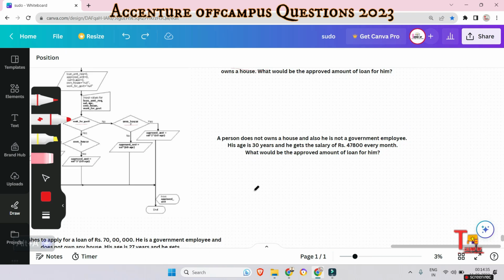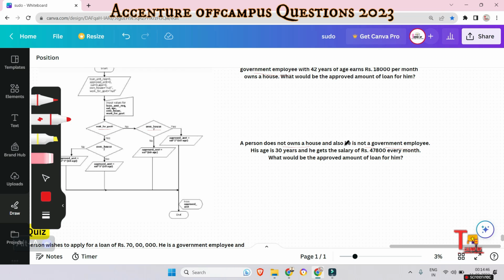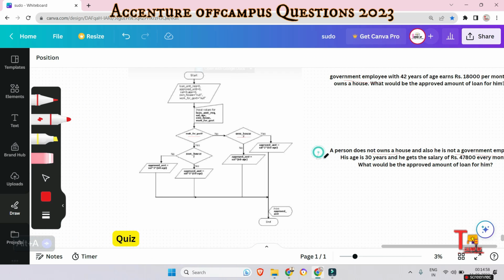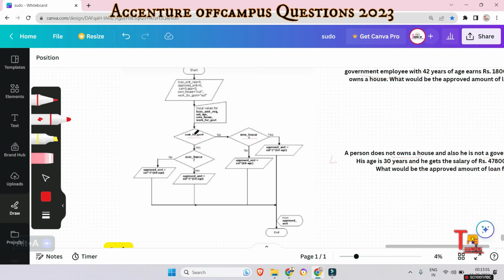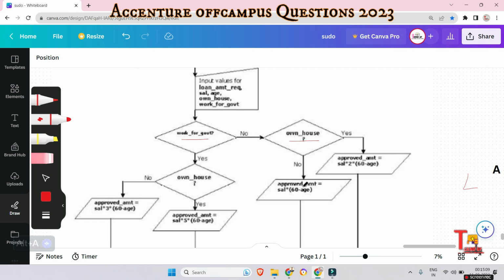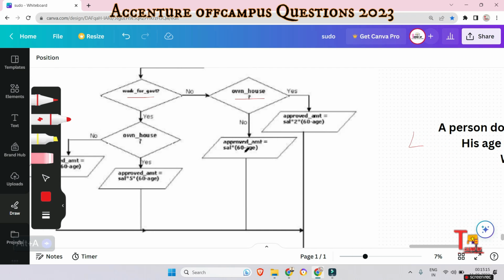And the next problem is, a person does not own a house. That means he does not own a house and also he is not a government employee. So I don't have to see the full question again, right? I had to know if he owns a house or if he is a government employee, right? So I got it that he does not own. It is actually the second question, right? So he does not own a house and is not a government employee. So if he is a government employee, no, so go towards this. If he owns a house, no, so go towards this, right? And in his case, the approved amount will be salary multiply with 60 minus age, right?